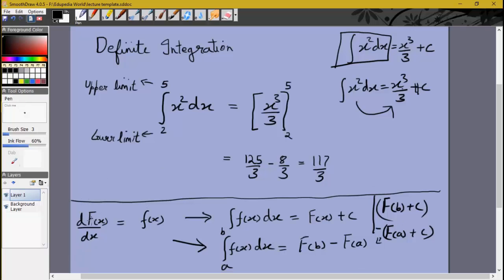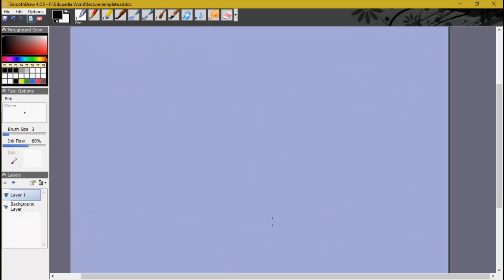If the derivative of capital F(x) is small f(x), then the integral of small f(x) from a to b is the value of capital F(x) at b minus the value of capital F(x) at a. Let's look at one or two examples of this. Let's say we were to calculate the integral of 3x squared plus 2x plus 5 dx.